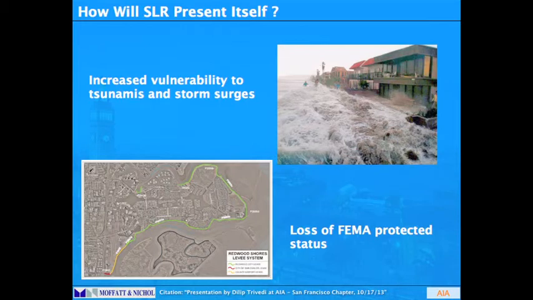And loss of FEMA protection, this is what has already happened. Redwood Shores lost its FEMA protected status. All of the Shores Peninsula residents were obliged to purchase flood insurance. The city, of course, worked super fast, 24/7, and fixed all these levees. So now when you look at the bay, you've got a 6-foot tide range.